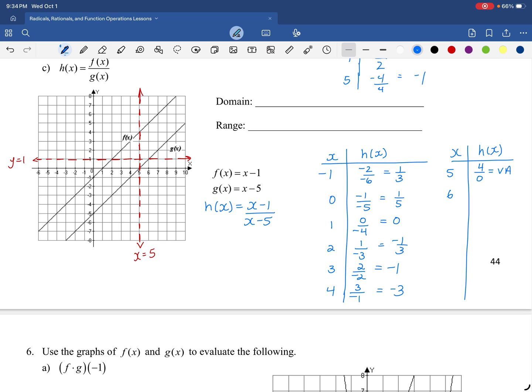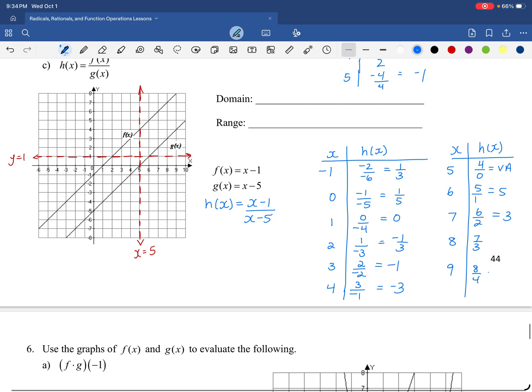Okay, when x is 6, what's happening? F is 5, g is 1, so 5 over 1, so you get a 5. When x is 7, f is 6, and g is 2, so 6 over 2, so this is going to be 3. When x is 8, f is 7, g is 3, so 7/3. Okay, I think I'll stop there because I'm not sure if any more of them are going to work. Oh, maybe they will. When x is 9, f is 8, g is 4, so 8 over 4, so that's a 2. Okay, so let's plot these points. Let's make sure it looks the way we know it's going to look. So (-1, 1/3).